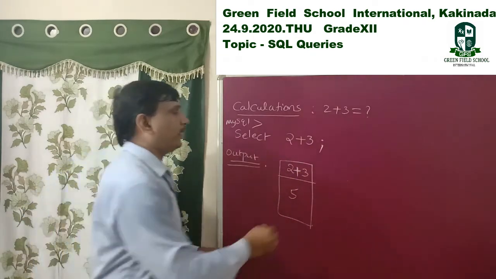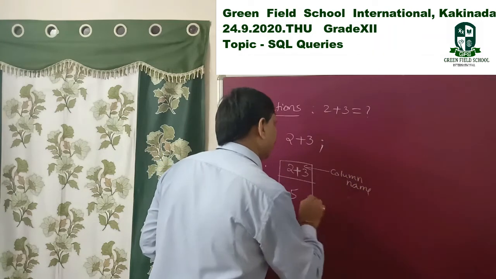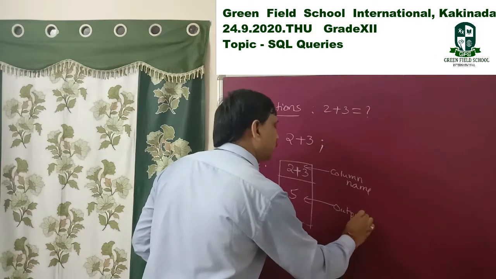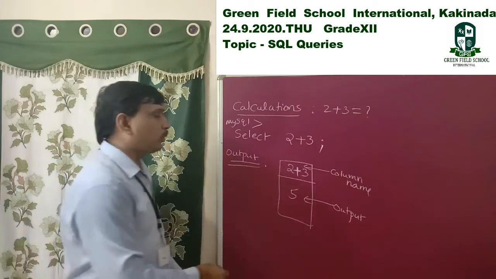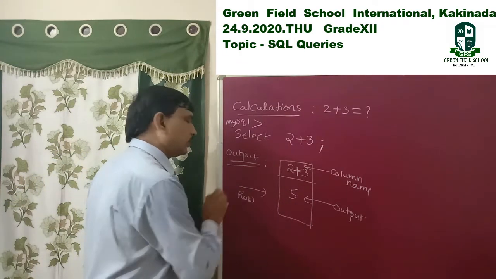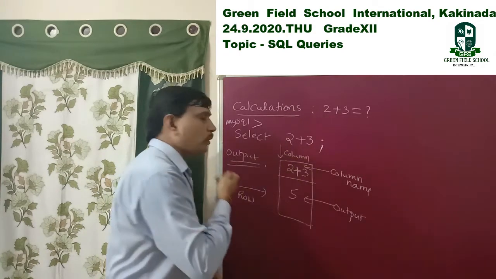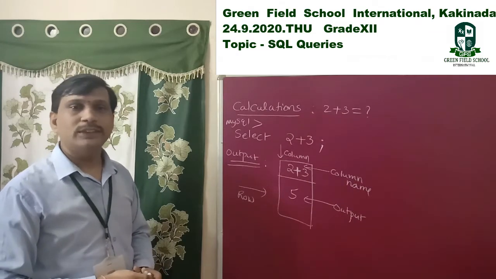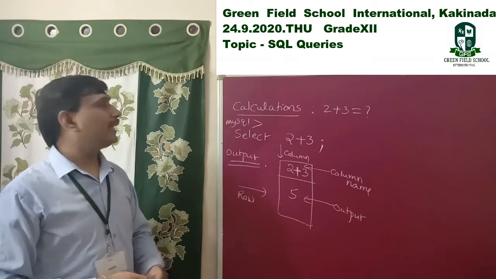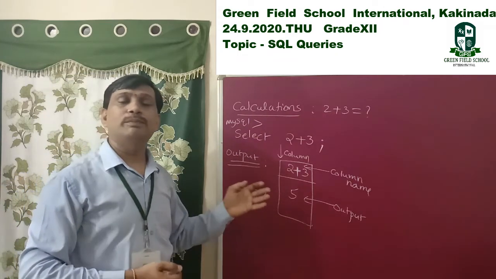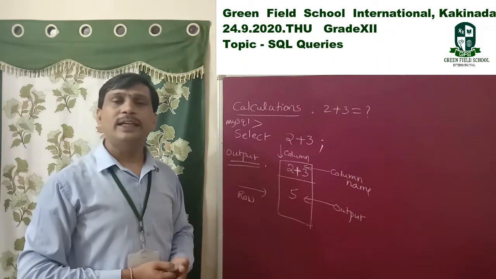This one is the column name, and this one is the output. Observe this output: only one column and only one row. So with one row and one column, without specifying any table name, we calculate calculations. This is the best example of how to calculate by using the SELECT command without specifying any table name.